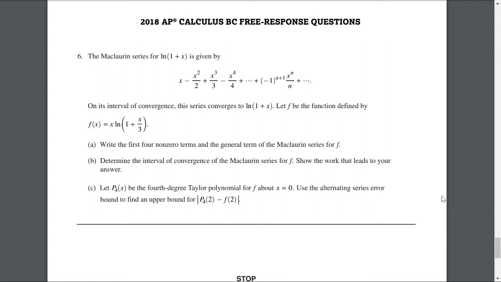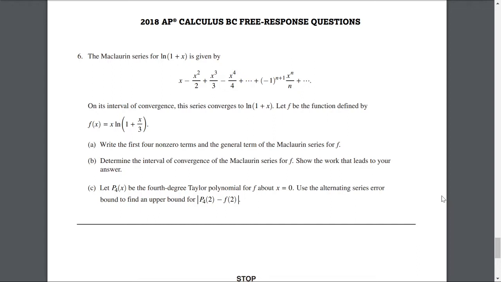All right, 2018, Calculus BC, number 6, a power series question. The Maclaurin series for the natural logarithm of 1 plus x is given by that. On its interval of convergence, this series converges to the natural log of 1 plus x. Great. Let f be the function defined by f of x equals x times the natural logarithm of 1 plus x over 3, which is a bit different than log of 1 plus x.